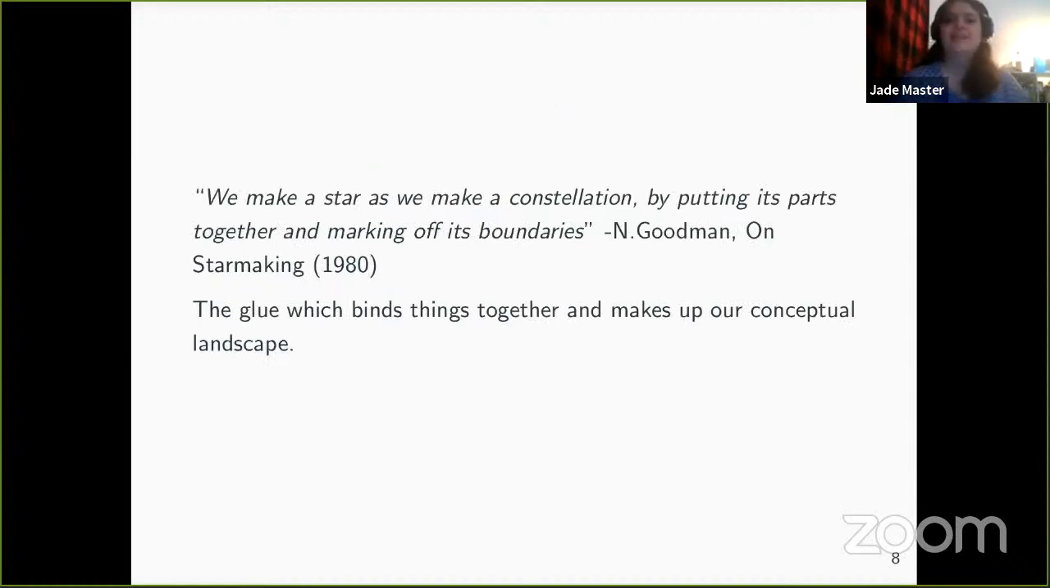Here's a quote. I put a lot of quotes in this talk. If that's not your thing, that's okay. But I like this quote. It's about how we understand things and how we make meaning by having boundaries of various objects. And the boundaries are what define things. So if we understand how to bind things together, then we will really understand what they are.